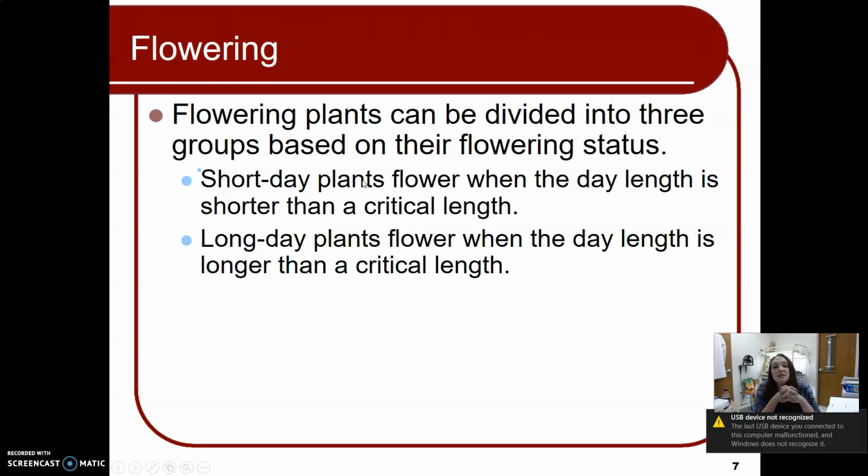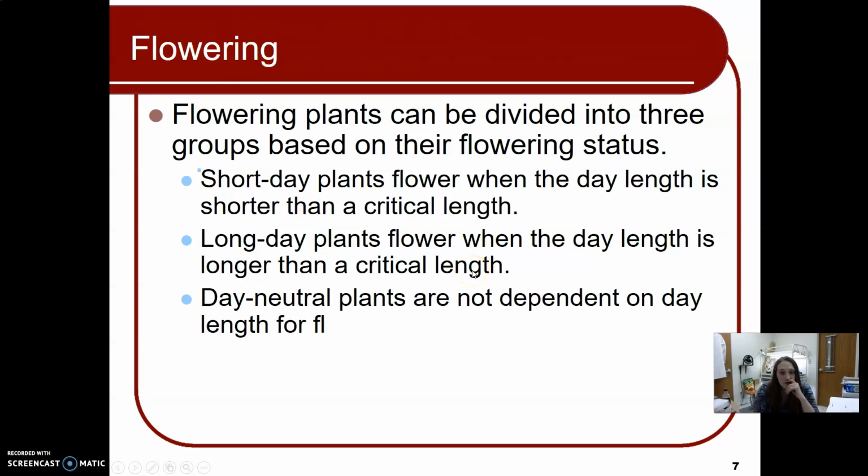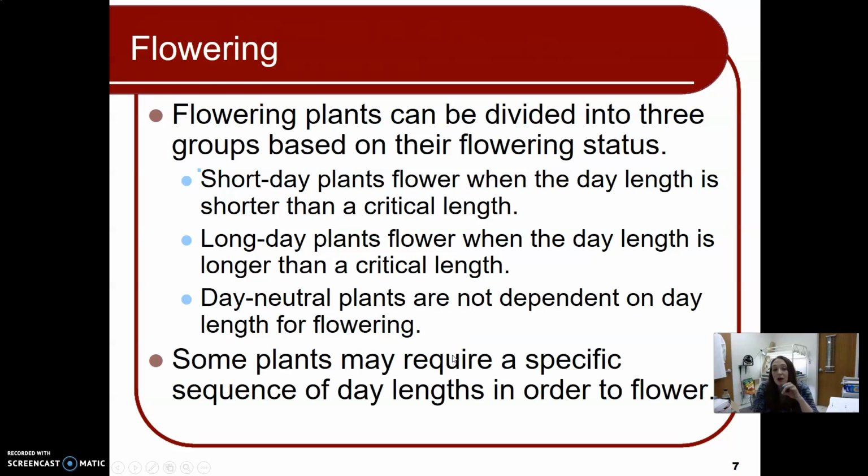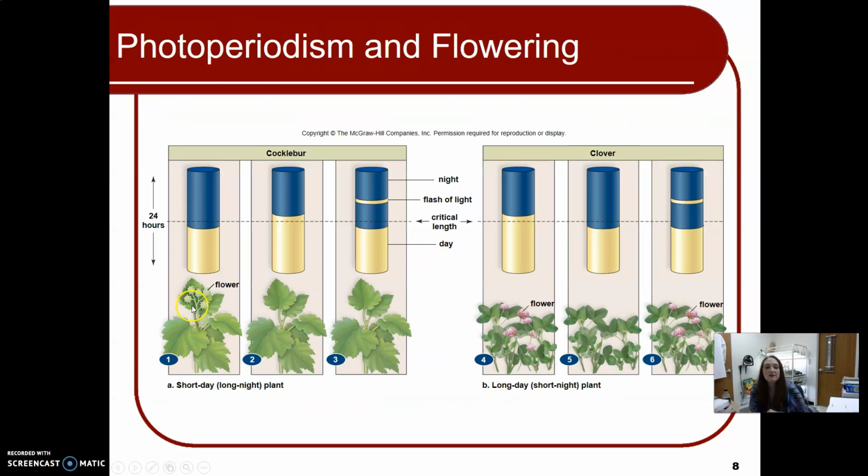Short day plants flower when the day length is shorter than a critical length. Long day plants flower when the day length is longer than a critical length. And day neutral plants, I forgot about those. They're not dependent on day length for flowering. They just flower seasonally whenever. Some plants may require a specific sequence of day lengths in order to flower, so they may need several of the same type of days in a row. Here we have a short day plant, and here we have a long day plant.